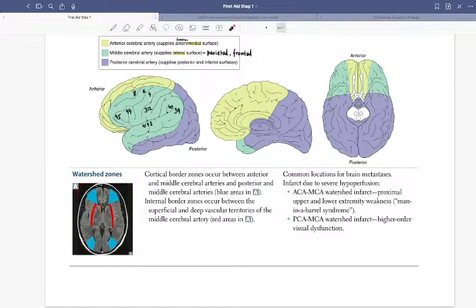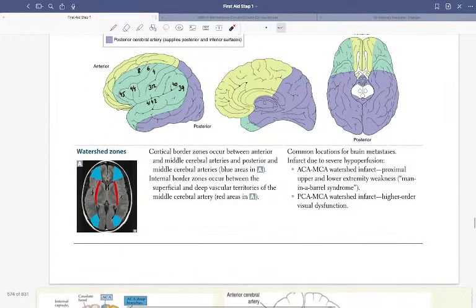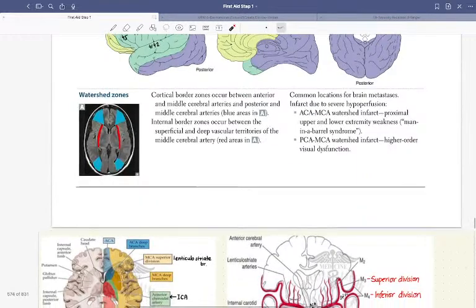Now, internal border zones occur between superficial and deep vascular territory of the middle cerebral artery only. So for internal zones, it's all middle cerebral artery, superficial and deep. Now, location of infarct due to severe hypoperfusion: when you have ACA-MCA, it is mainly front. So proximal upper and lower limb weakness, man-in-a-barrel syndrome. The basic thing is that the motor cortex is in front. Next is PCA-MCA, which gives higher order visual dysfunction because posterior is visual.